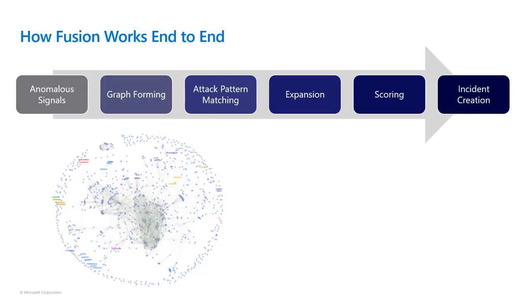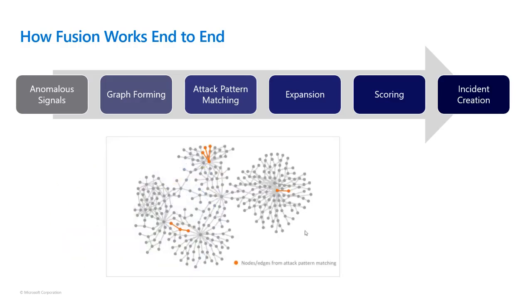In the graph Fusion constructed, the nodes represent the entities and the activities, and the edges represent the relationships between the nodes. So the entities can be IP addresses, accounts, cloud resources, virtual machines, etc. The activities are the alerts and anomalies you get. For example, anomalous sign-in activities, suspicious manipulation of your mailbox rules, etc.